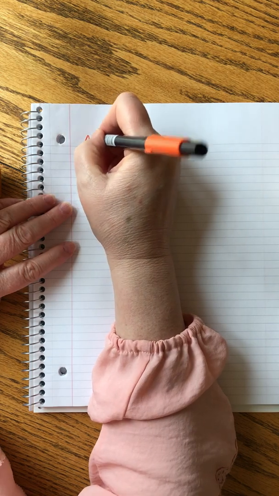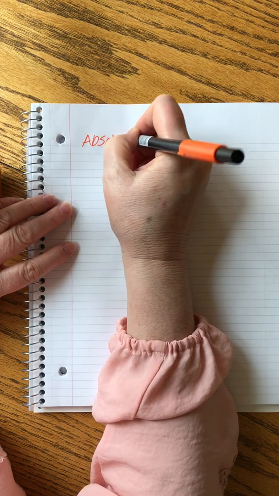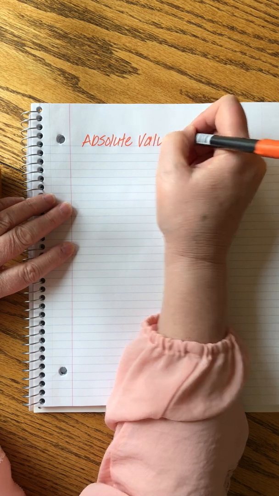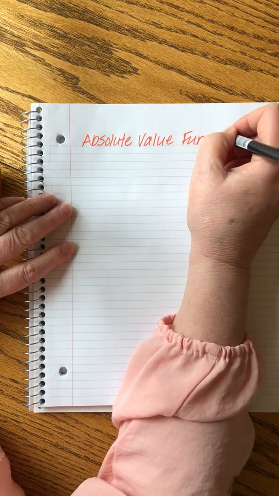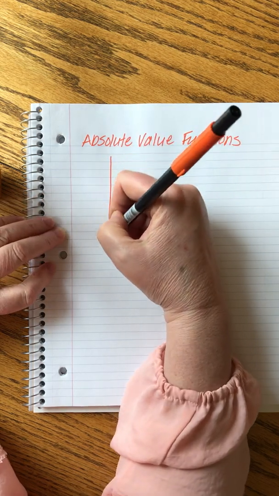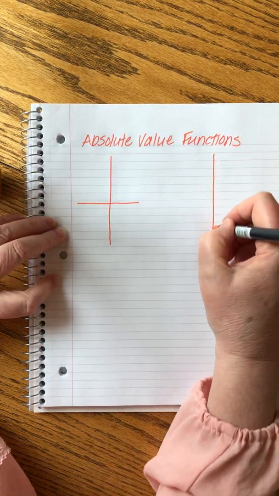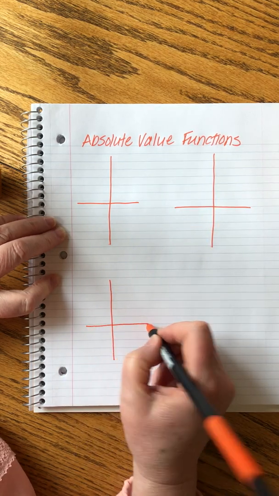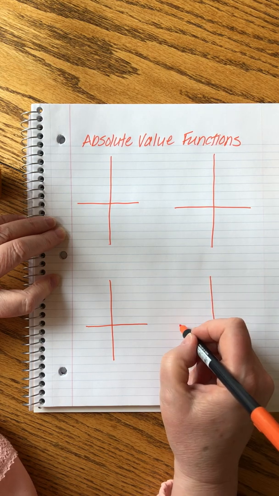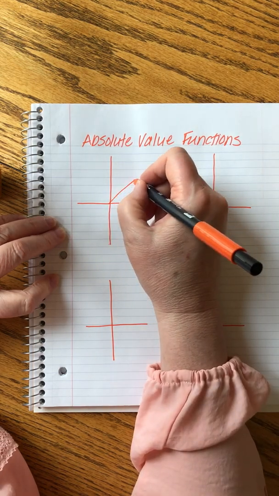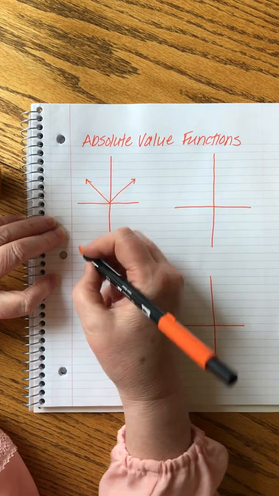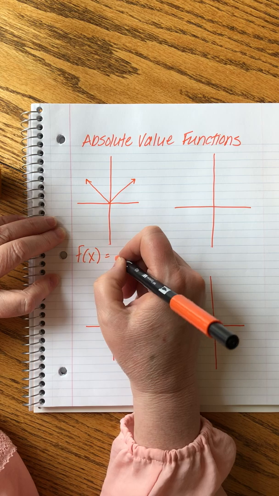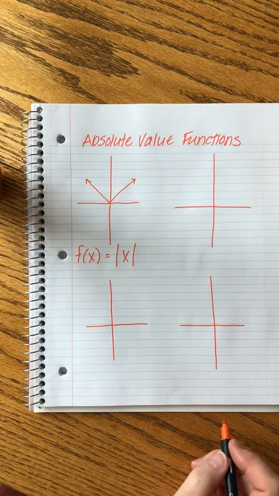This is the absolute value functions. Again, draw 4. The basic one looks like this. F of x equals the absolute value of x.